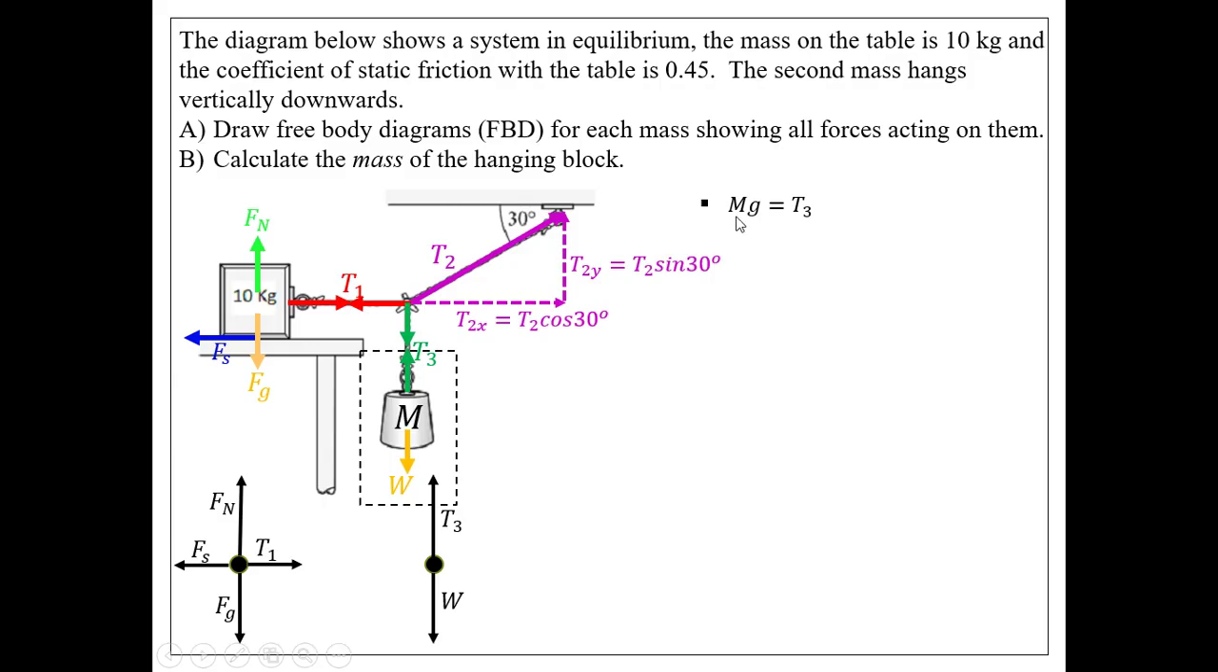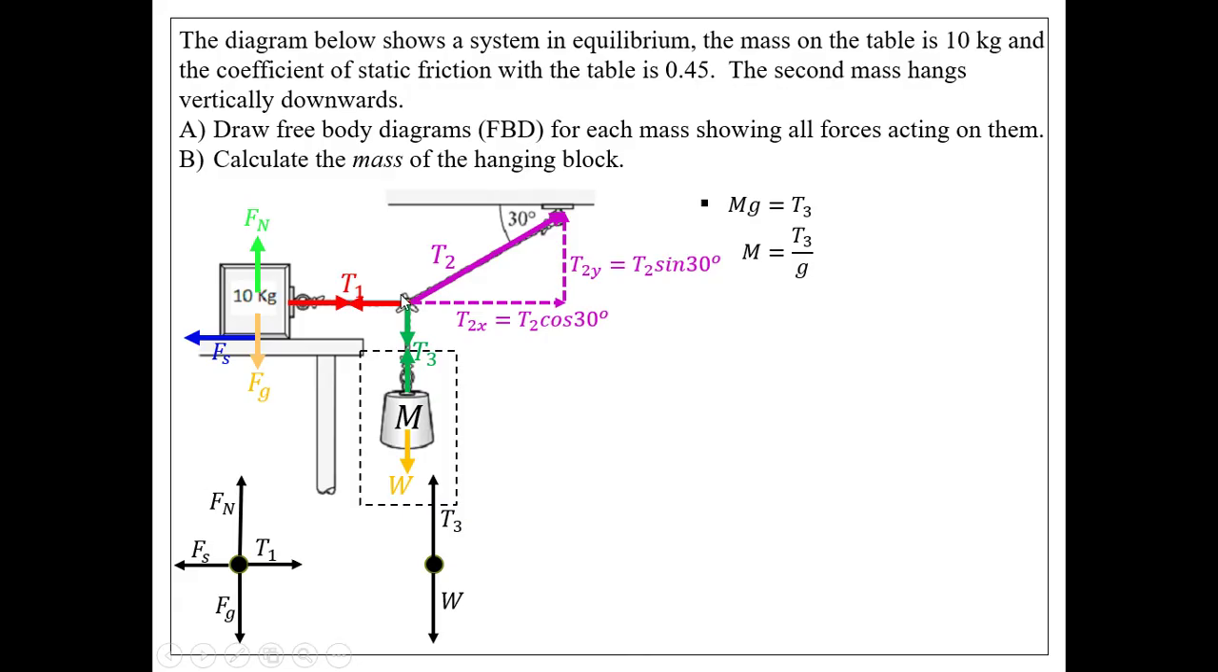I'm trying to solve for M, so I'm going to do algebra first. I'm going to divide both sides by G just to isolate M. So in order to solve for M, I need T3 and G. Well, G is easy. G is just 9.8 since we're on Earth and all that. But I need T3. Well, I don't know what T3 is.